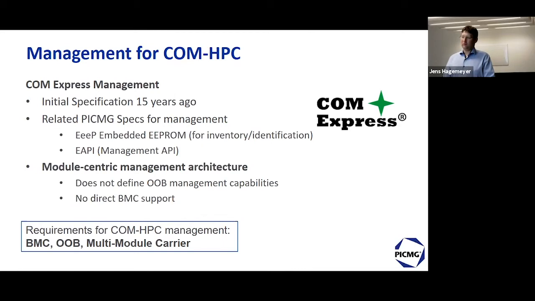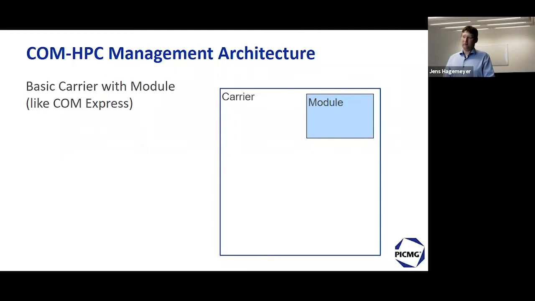So from COM-Express, which has this module-centric management architecture, we are traversing to COM-HPC, which basically should support a multi-module architecture. So it should not just be one module, but multiple modules on one carrier. We should have an out-of-band management architecture or management capabilities, as well as a direct BMC support on the carrier, which was not the case for COM-Express. So these were basically the requirements, and the architecture basically reflects this.